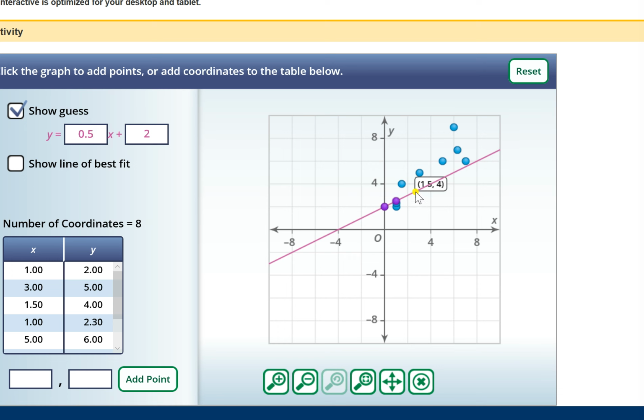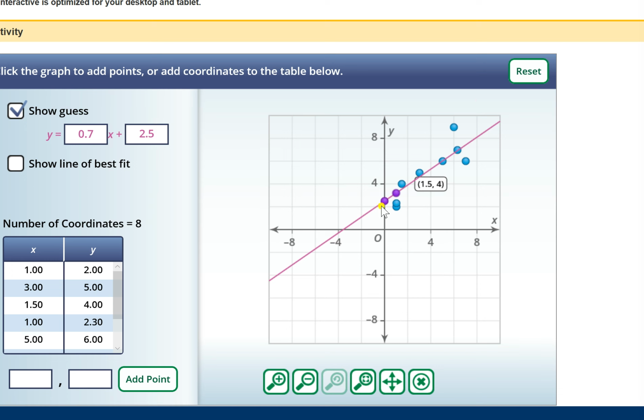Ooh, that's a little too low. So maybe let's try 0.7. Okay, that's better. And then I can actually shift this line up a little more, maybe 2.5. Let's try that. Ooh, that's looking good.